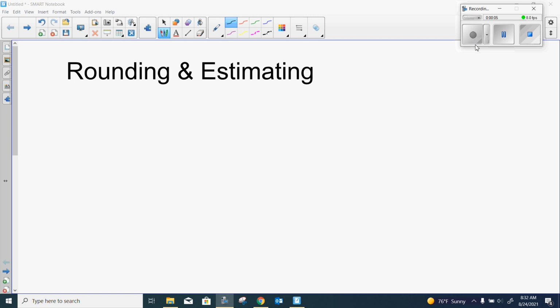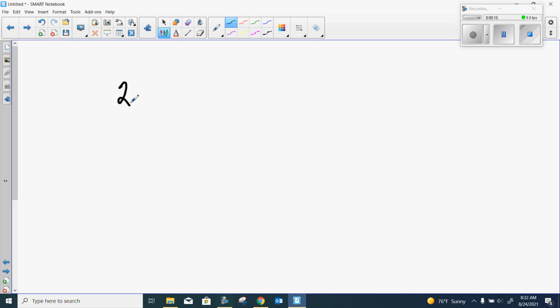Today we're going to talk a little bit about rounding and estimating. But first we have to do the rounding part. So when we talk about rounding, let's just take a number here: 28,136. You have to know your place value system.